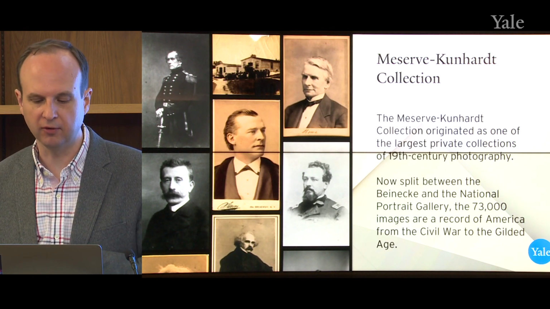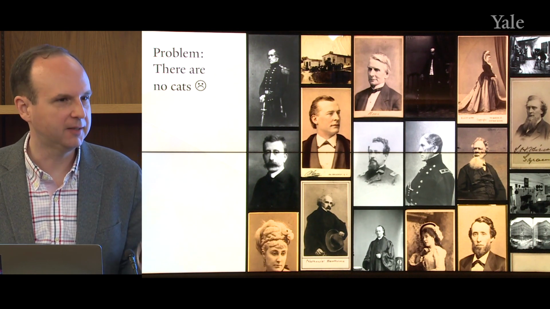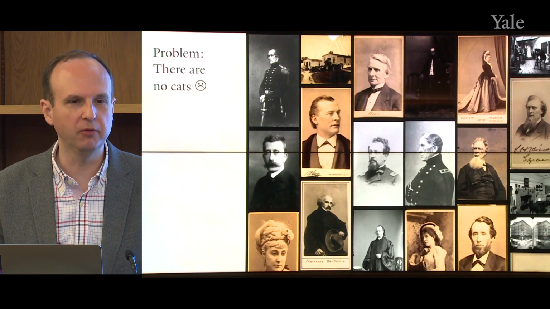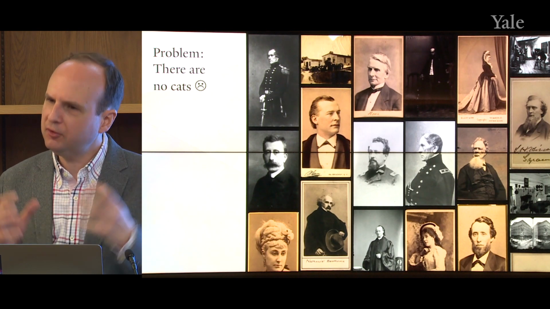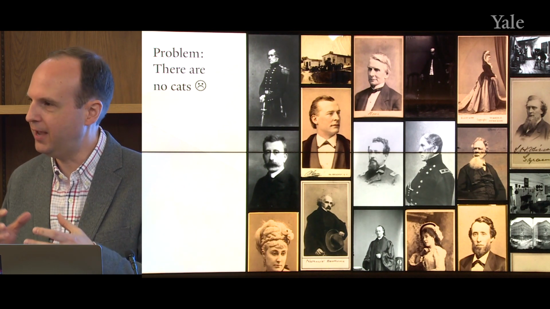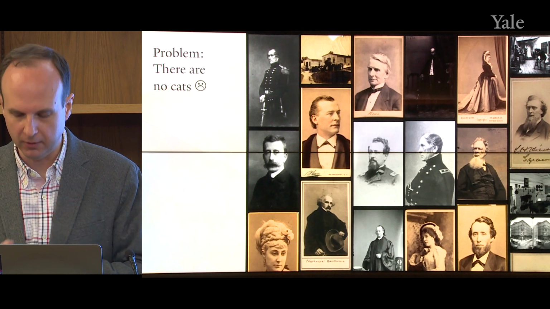It's famous for its depictions of Lincoln. There's a problem, though. It doesn't include any cats. And as we know, these convolutional networks are really only good at finding cats. So we have this mismatch between our source data and the networks which are really good at describing the world.